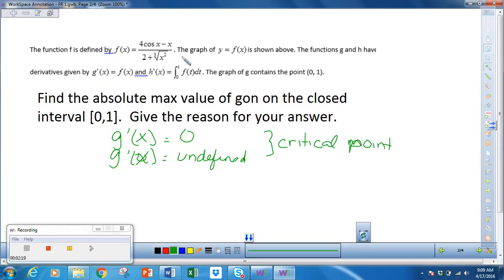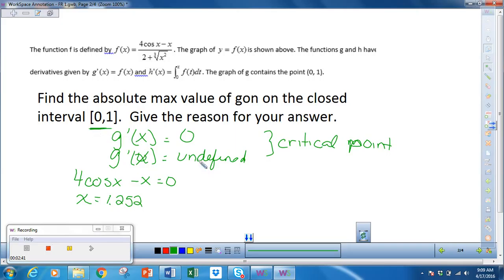So most of you did this. Most of you set 4 cosine x minus x equal to 0 and found that it was equal to 0 at 1.252, which is outside of our range.